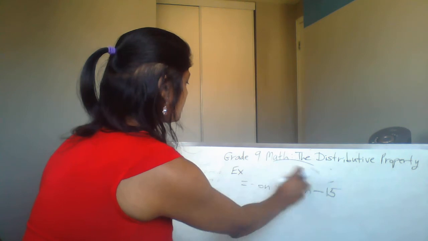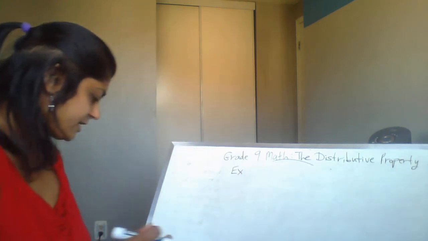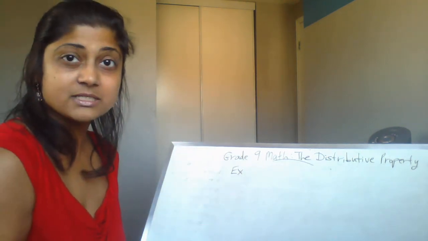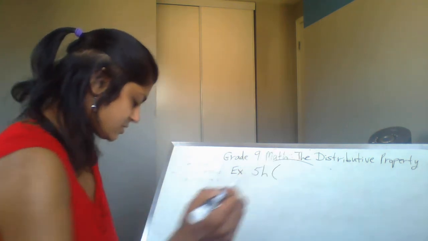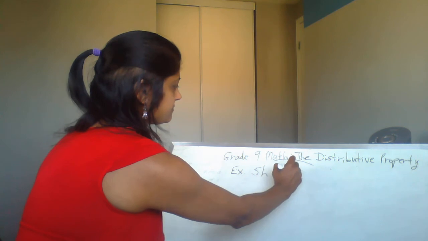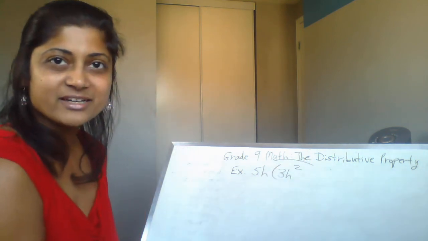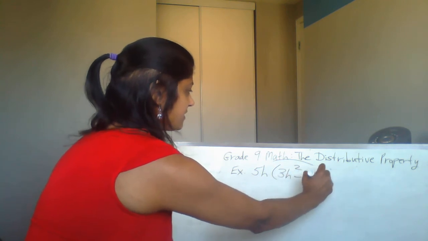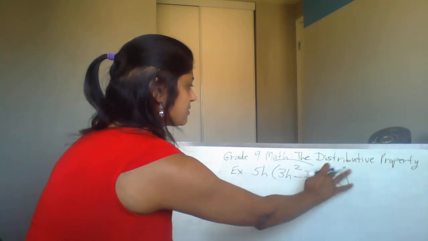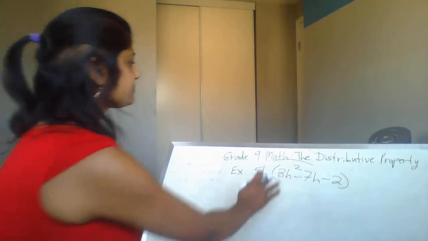So I'm going to take this off. All right, and we're going to try this example because on the outside, there is also a variable. So we're going to do 5h, and inside the brackets, I have 3h squared minus 7h minus 2. And I'm going to close the bracket there, okay?